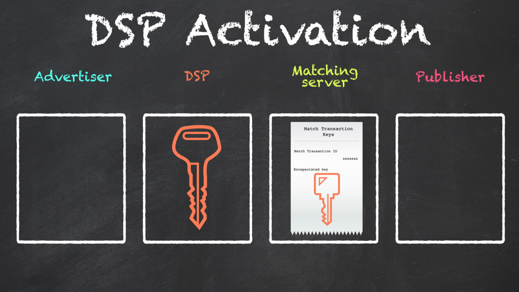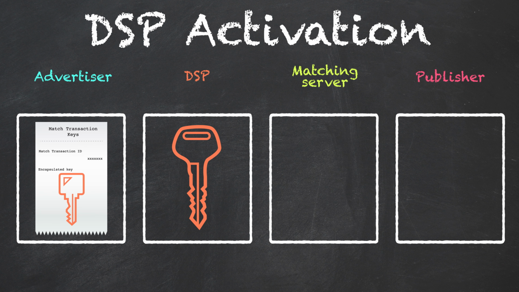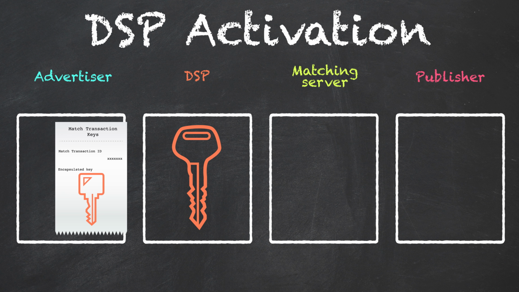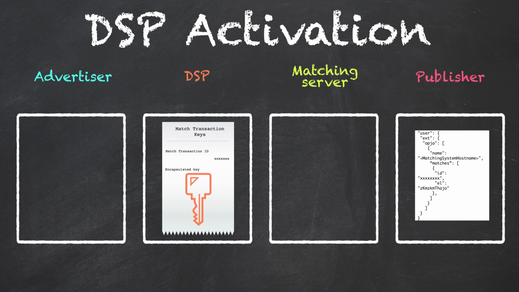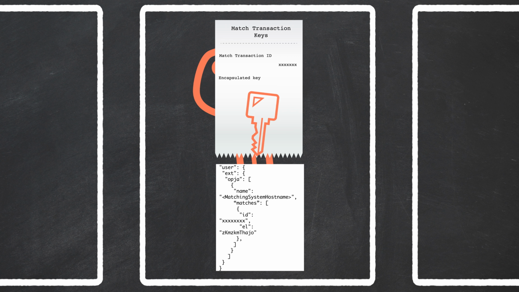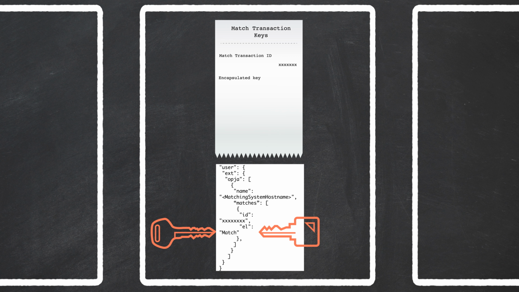Okay, so if the ad activation system is the DSP, the advertiser receives information about the match transaction, including the match transaction ID and a set of keys that the matching server used to encrypt the label signaling a match or not. This way, when a bid request from a publisher makes it to the DSP, it is able to recognize the match transaction ID included in the bid request and decrypt the encrypted label to see whether the user on the other end of the impression is someone in the advertiser's first-party dataset and bid on the impression accordingly.